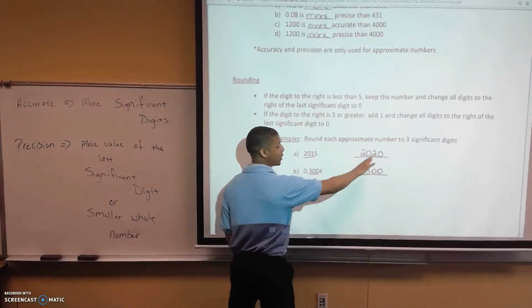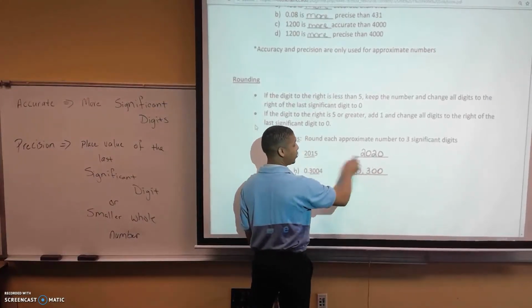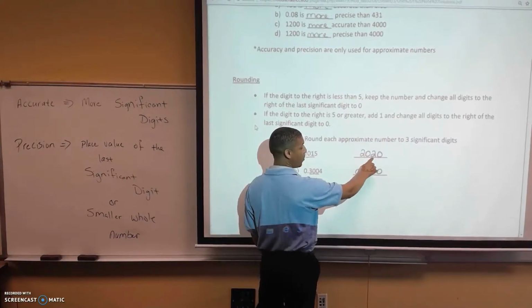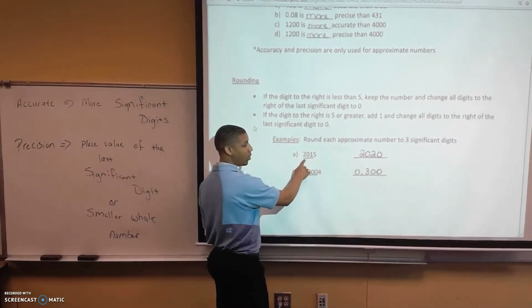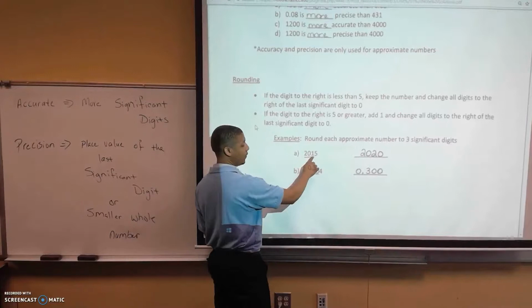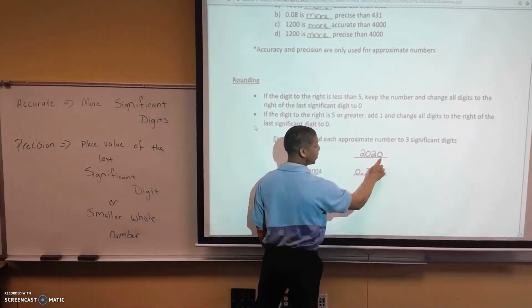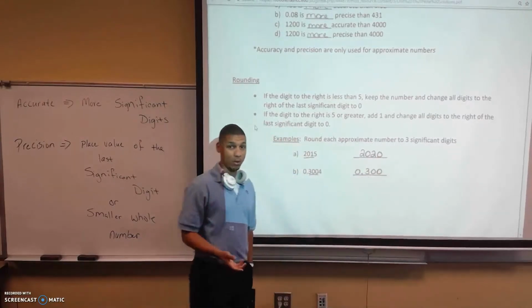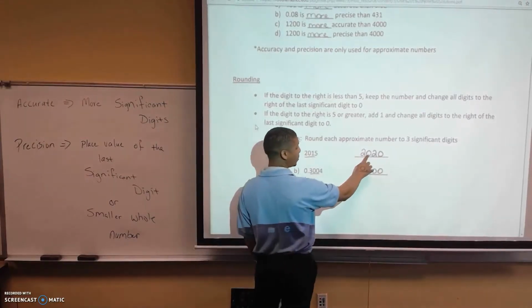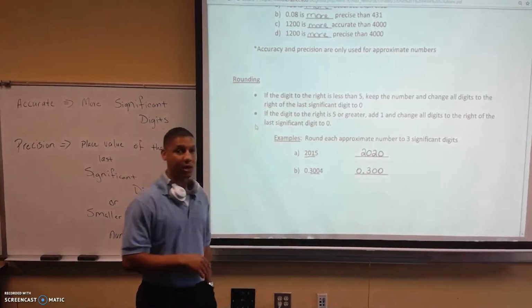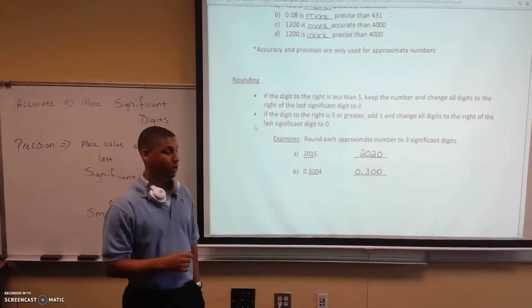You can't just drop off the 0 and make it 202, because that's not the same as the original number, which is 2015, so this needs to be 2020. The only way to make it 3 significant digits is to make this last one a 0. So I have 1, 2, 3 significant digits, and the 0 is just a place value, so we can kind of not count it as a significant digit.